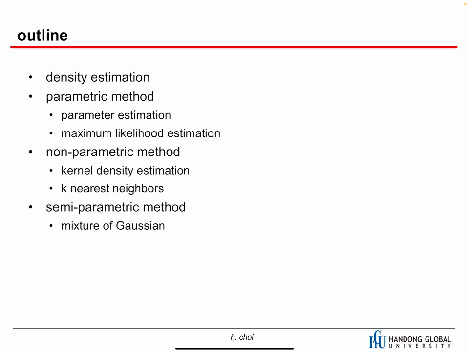First, we'll talk about what density estimation is, and then we have a couple of different approaches: the parametric method, and the non-parametric and semi-parametric methods. In the parametric method, we're going to learn parameter estimation in general first, and then we will learn maximum likelihood estimation, which is one of the most popular density estimation algorithms for parametric methods. As non-parametric methods, we're going to learn kernel density estimation and k-nearest neighbors. And as a semi-parametric method, we'll talk about mixture of Gaussians.